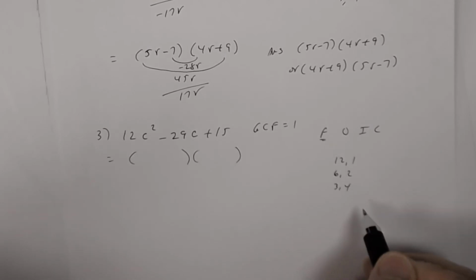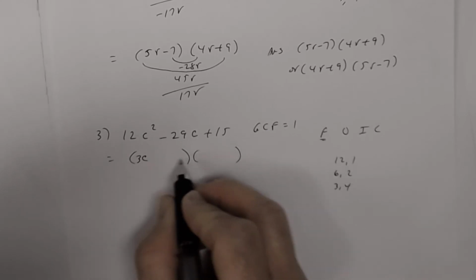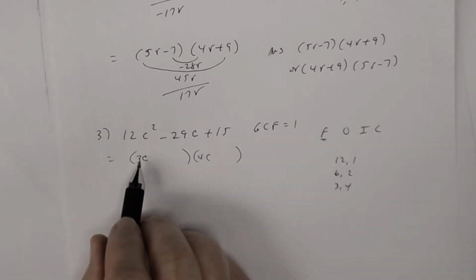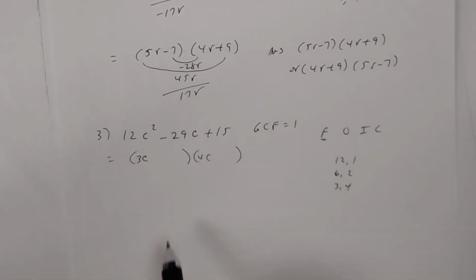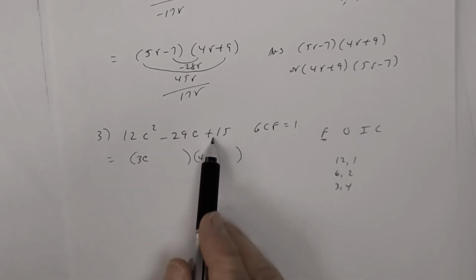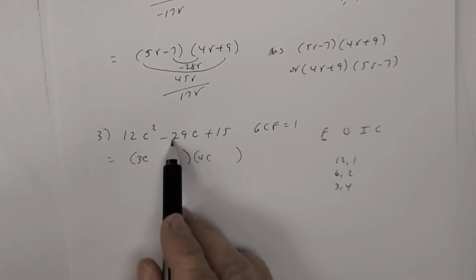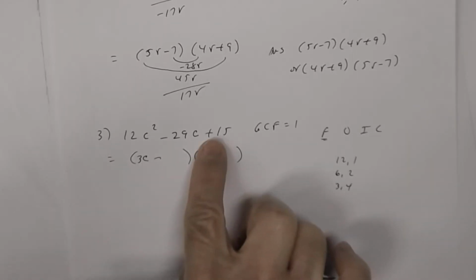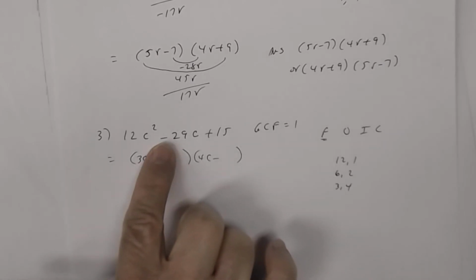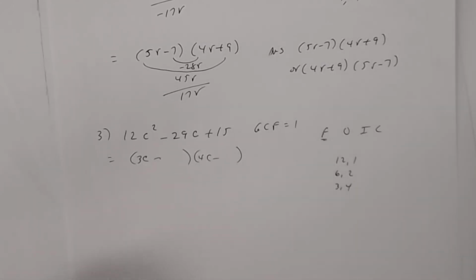Of those three pairs, what do you want to try first? You want to try 3 and 4? Okay, so let's put 3c, 4c. Someone else could have said 4c, 3c. Does not matter, because remember, multiplication is commutative. The last sign's positive. What does that mean about these signs in here? Well, that means these signs have to be the same. And you want that middle term to be negative, so these signs have to be both negative, because a negative times a negative is a positive. And then you want the middle sign to be negative. In order for that to happen, the outer has to be negative, and the inner has to be negative.